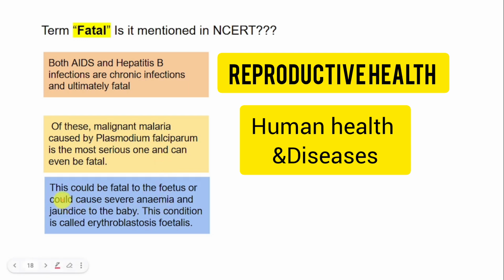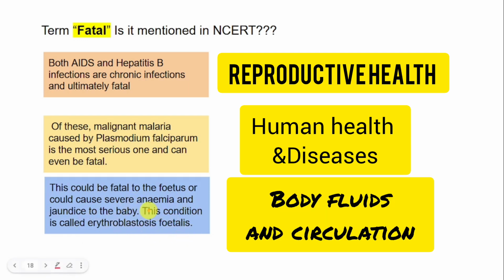And then the last one is: this could be fatal to the fetus or could cause severe anemia and jaundice to the baby. This condition is called erythroblastosis fetalis. This topic is from body fluids and circulation. So see, this term is mentioned in NCERT, so you should be aware of the meaning of fetal.